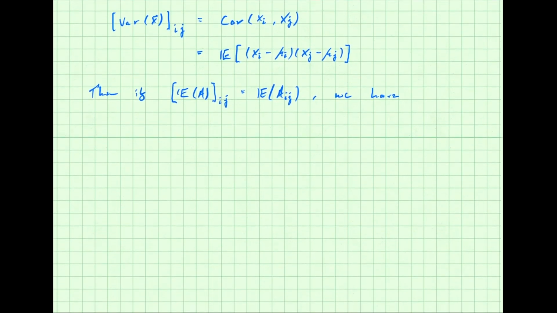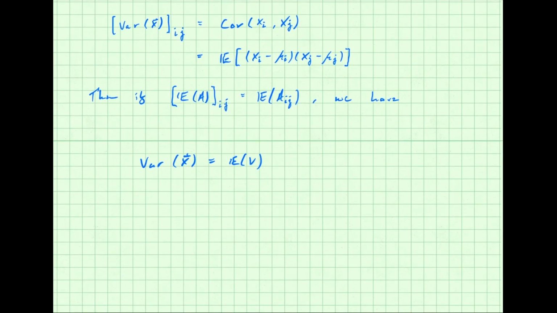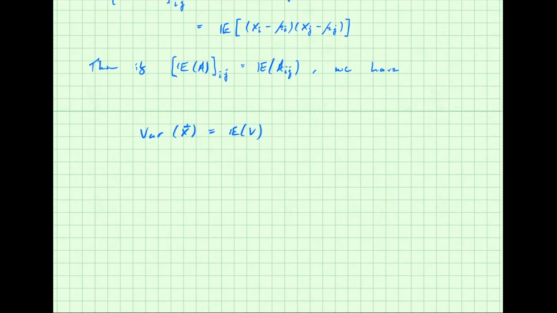We have the following. Let's say I invent a matrix that I call V, and that is the expected value of some matrix. Then if you look up here, this is V ij, which is the expected value of (xi minus mu i) times (xj minus mu j).